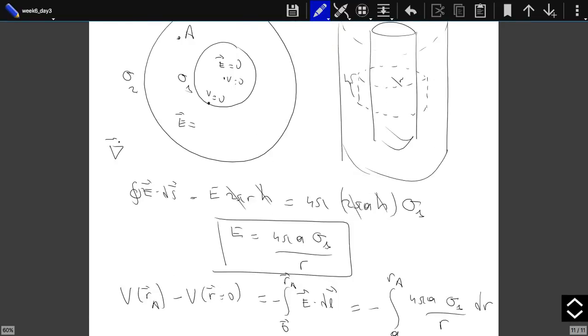Let's say where did we derive this: the divergence of the electric field is 4 pi rho, right? So the integral of E dot ds, which is 2 pi r h times E, is 4 pi times 2 pi a h sigma 1. So 4 pi is in the numerator.